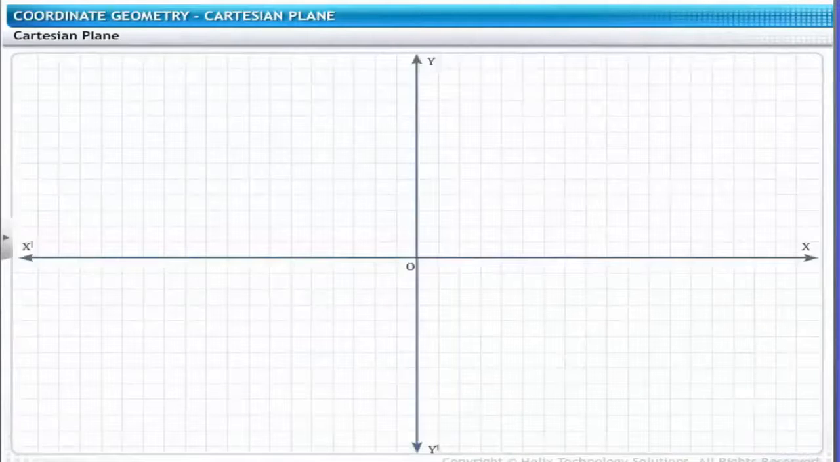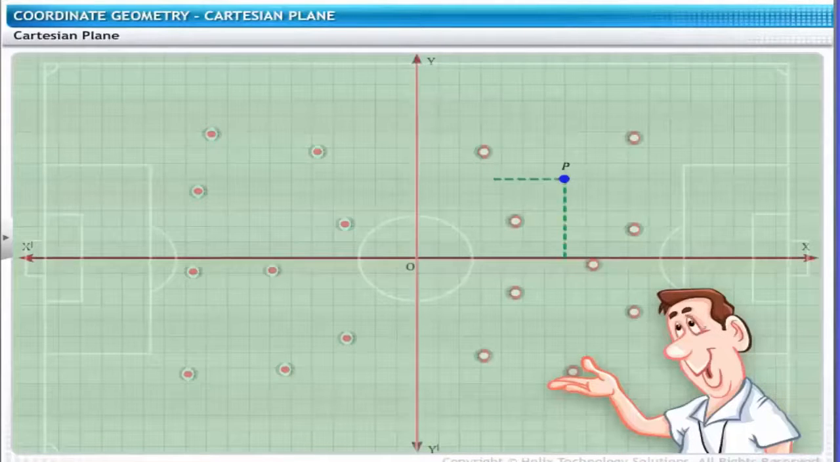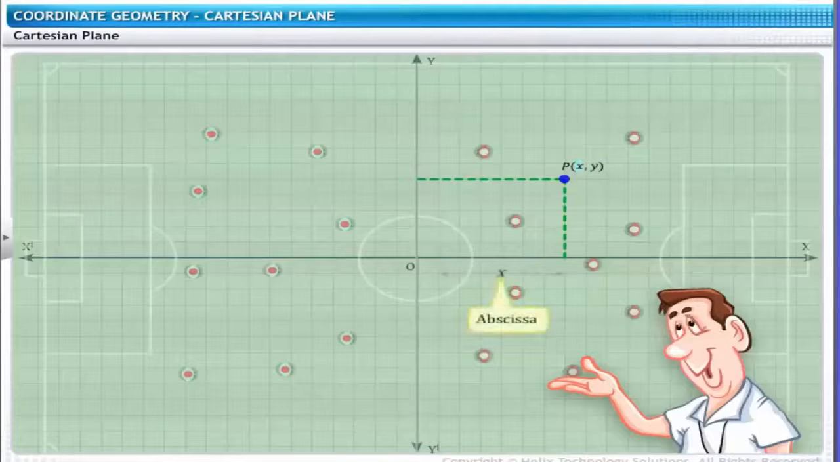On the Cartesian plane, the position of a point is represented as the distance along the x and y axes. For instance, the coach has placed player P on a certain point on the plane. The coach draws perpendicular lines from point P to the x and y axes. Point P is represented as P(x, y). In point P(x, y), x is called the x-coordinate or abscissa.